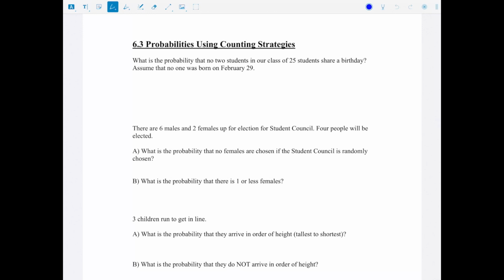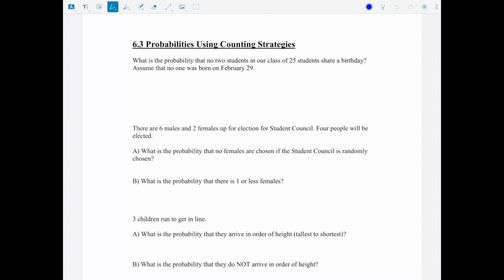Let's begin this lesson with asking a question. What is a probability that no two students in our class of 25 students share a birthday? And let's assume for the sake of this question that no one was born on February 29. Okay, so I want you to imagine the problem this way.